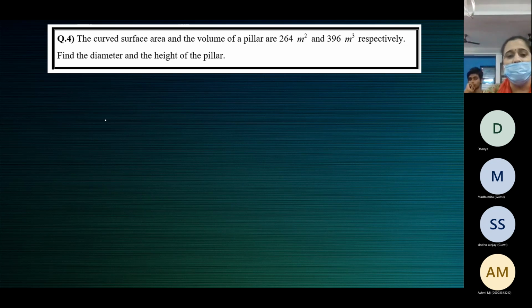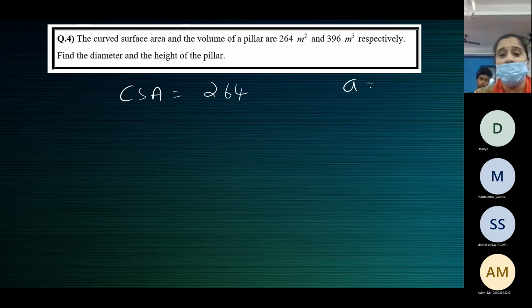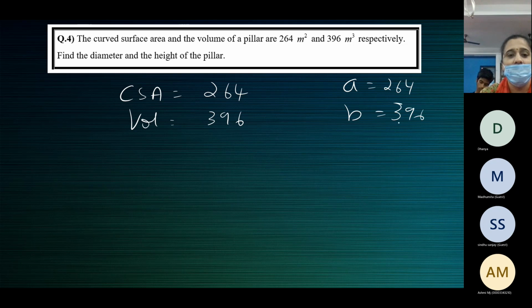Now we have two equations like this. CSA is equal to 264, like A is equal to 264, and volume is equal to 396, like B is equal to 396. Now you can divide these two. There are two equations, so you can divide CSA by volume. So CSA by volume is equal to 264 by 396.